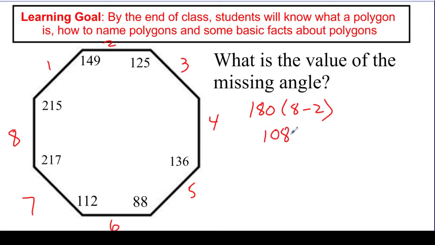Okay, 1080 degrees. If I want to figure out what that missing angle is, I need to figure out, of the total 1080 degrees that should be there, how many of those degrees are represented by the angles that they gave me.